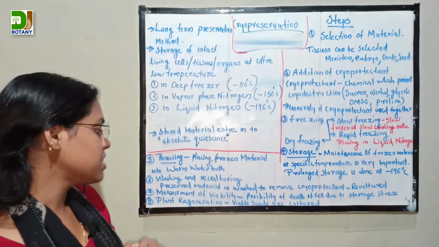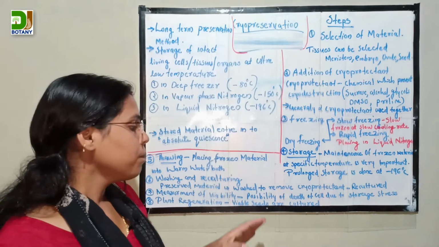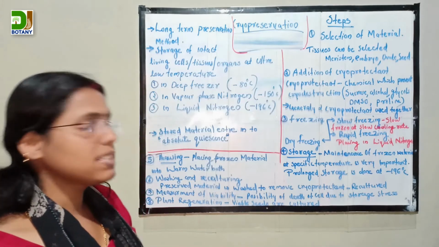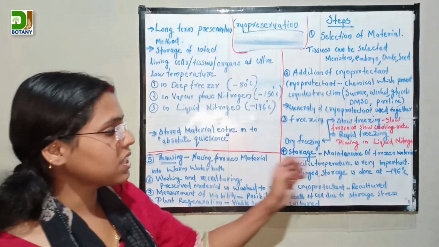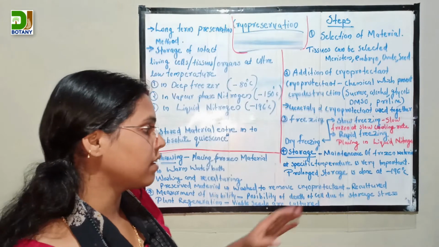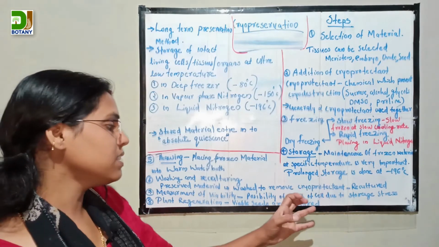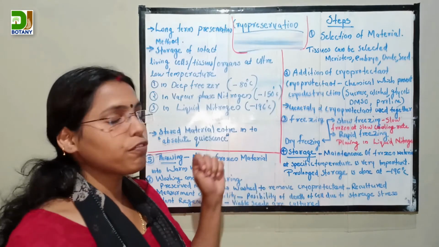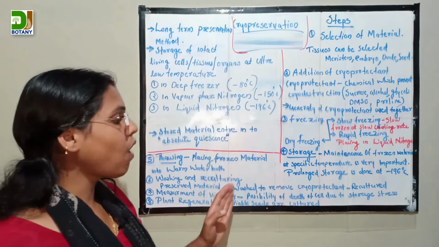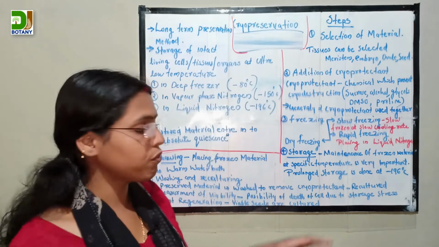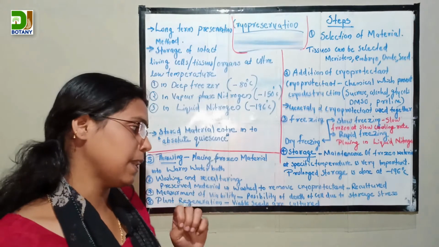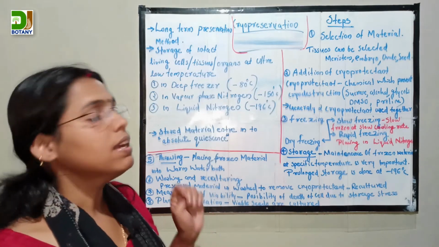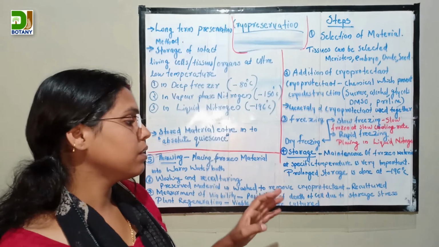Then the next step is measurement of viability. There is a possibility of death occurring due to storage stress. That means under the storage condition there are some stress conditions, and under these stress conditions the viability is affected. So there is a possibility of death of the cells, so we want to measure the viability of the cells or the material.